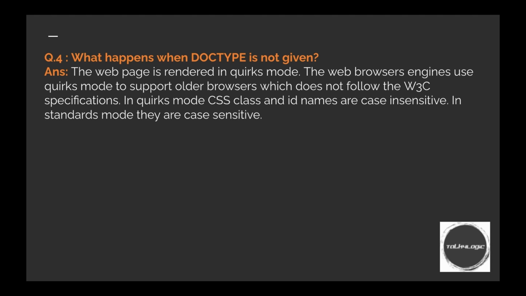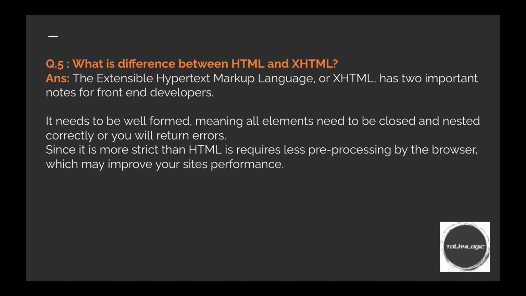Now moving to the next question. What is the difference between HTML and XHTML? Extensible HTML, or XHTML, has two important notes for front-end developers. It needs to be well formed, meaning all elements need to be closed and nested correctly, or you will get errors. Since it is more strict than HTML, it requires less pre-processing by the browser, which may improve your site's performance.